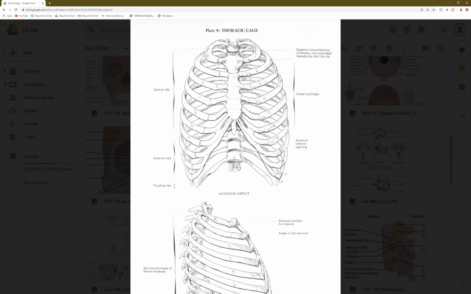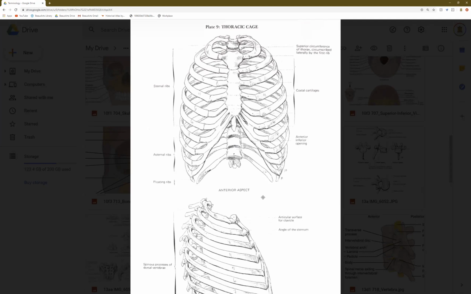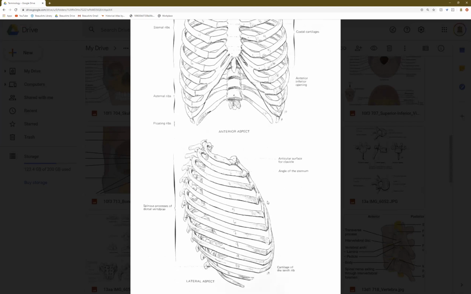And then you have the 2 floating ribs. Sometimes they're called false ribs because they don't connect at all to the sternum. So they only have one place of skeletal articulation, with the vertebrae.